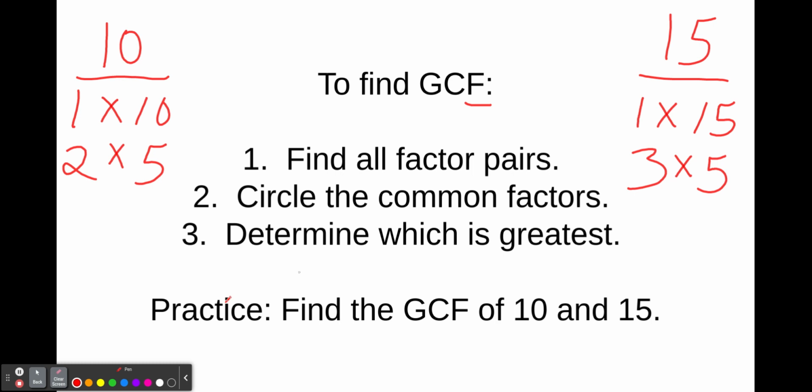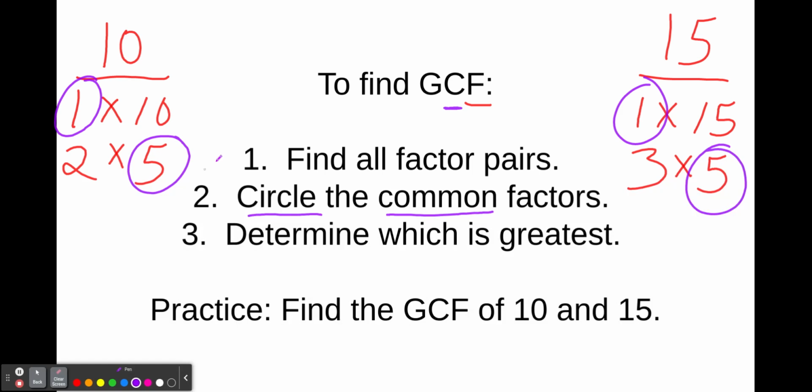Now that I've got my factor pairs, I can move on to step 2 and circle all the common factors. So this is the C in your greatest common factor. I see that both 10 and 15 have a 1, so I'm going to go ahead and circle that. And I see that both 10 and 15 have a 5, so I'm going to go ahead and circle that. Both numbers don't have these other factors, so we're not going to circle them.